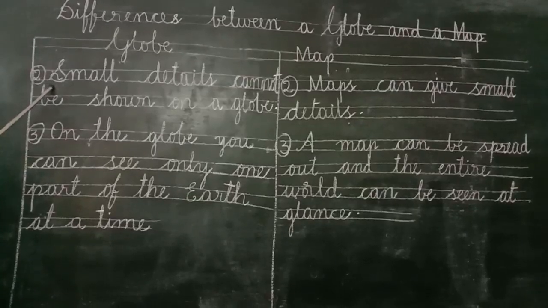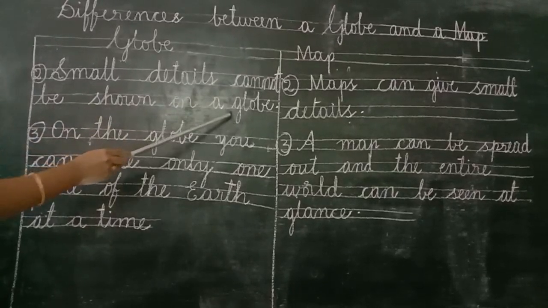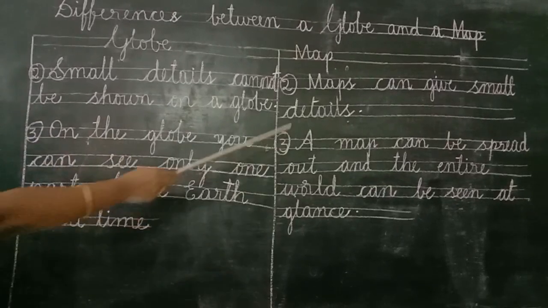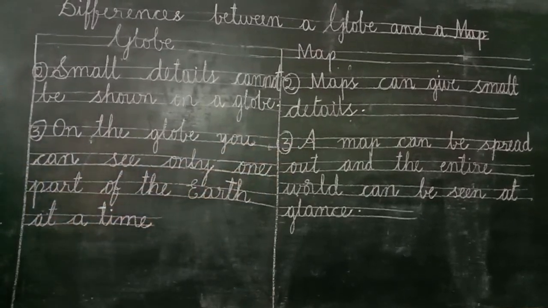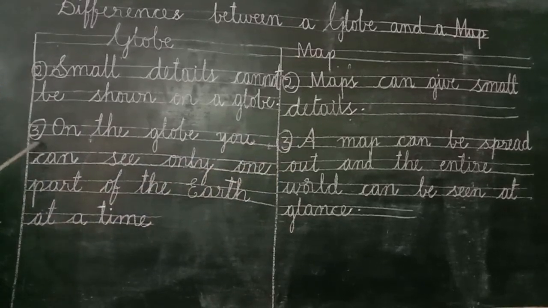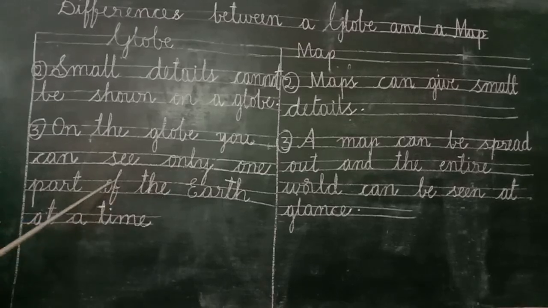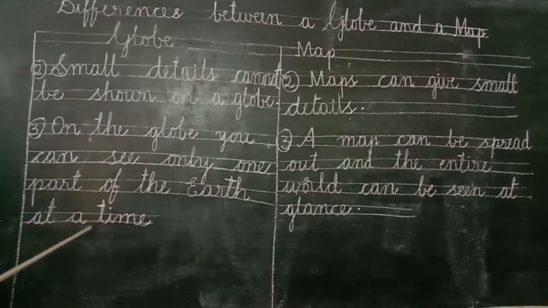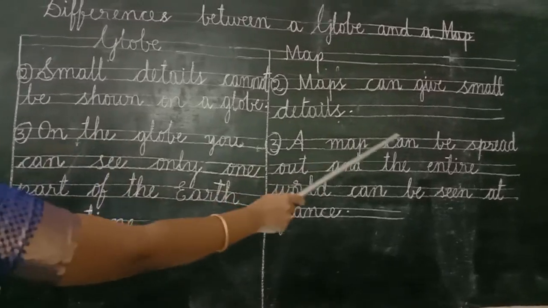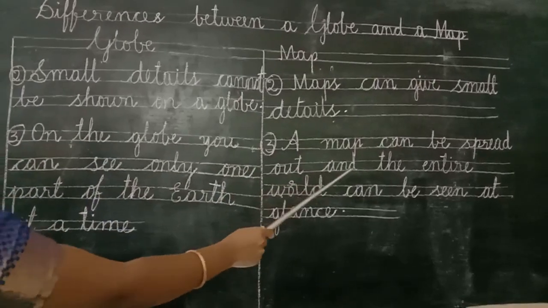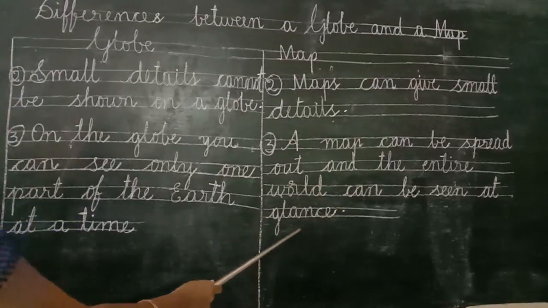Second point. Small details cannot be shown on a globe. Maps can give small details. Children, third point. On the globe, you can see only one part of the earth at a time. A map can be spread out and the entire world can be seen at a glance.